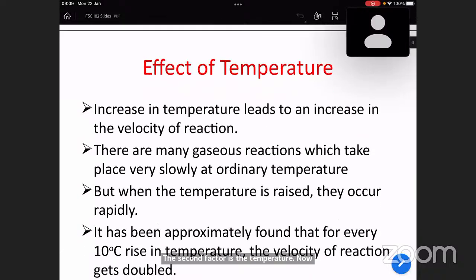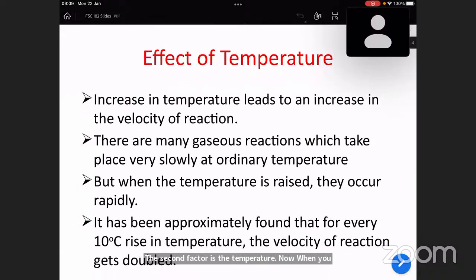Now, when you have an increase in temperature, the velocity of reaction increases. You remember that even in your O-level physics, when you increase temperature, the species gain more kinetic energy. And when they gain more kinetic energy, of course, you expect them to move more violently.